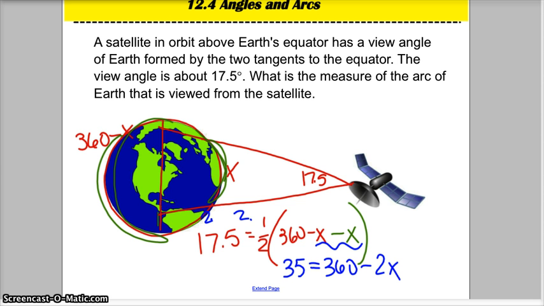Go ahead, move some things around. I ended up, when I was all done, with X equaling 162.5. Whew, just made it.